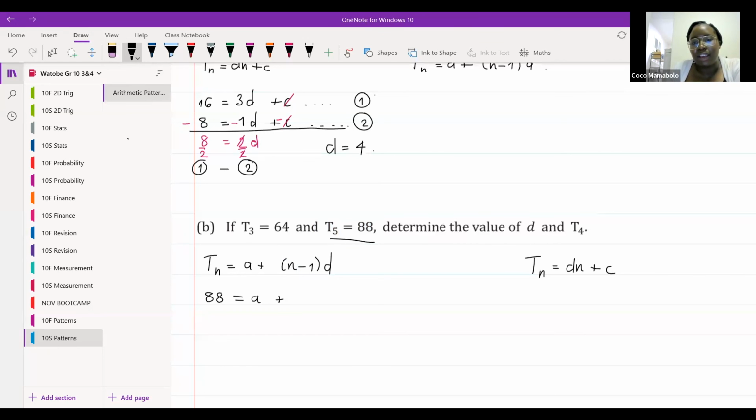So I need you to do T5 is equal to 88 first for me. Okay. All right. So if I put 5 minus 1 in here, what are we going to get? You're going to start using the formula for the nth term. So is that formula the one that is Tn is equal to A plus (n minus 1)D? Yeah. So let me say, going to replace Tn.